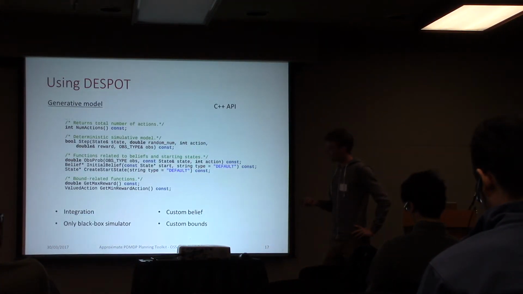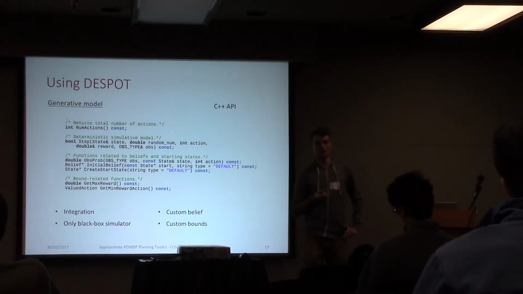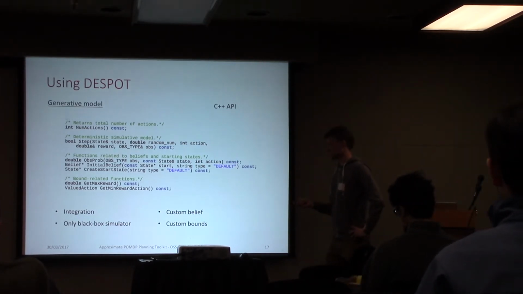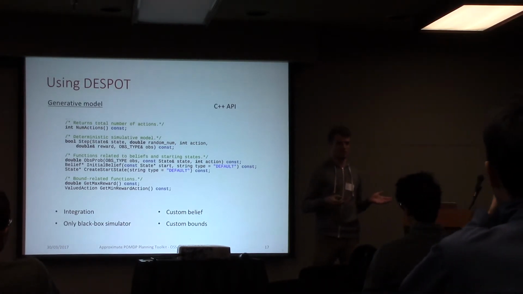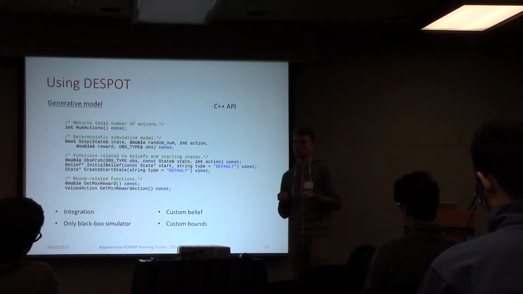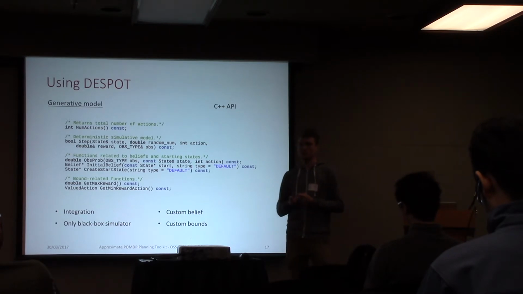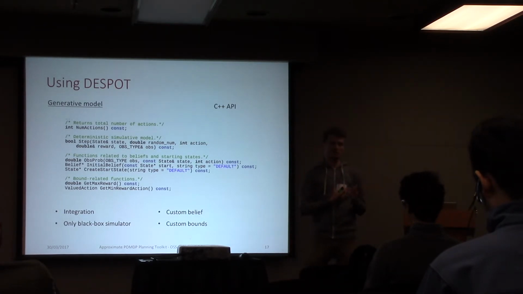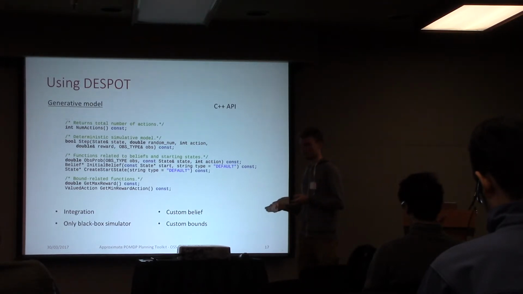And you can also improve the performance of the search in several ways. Depending on your domain, you may implement your own belief representation. There can be any representation of your belief that is most efficient for your domain. Or you can also implement custom bounds. So it's basically heuristics that guide the search of DESPOT. These are optional, so you can just get it running quite easily by implementing these functions.